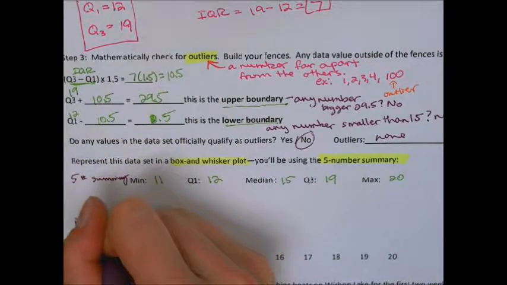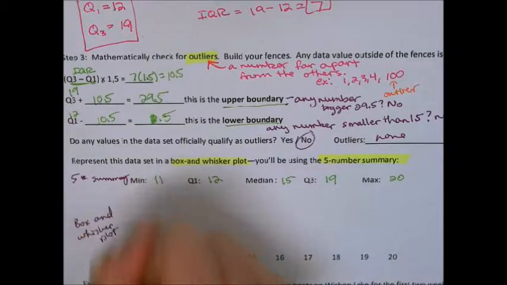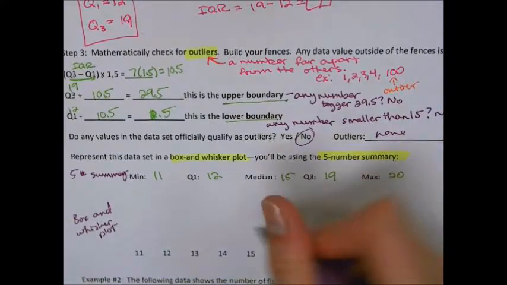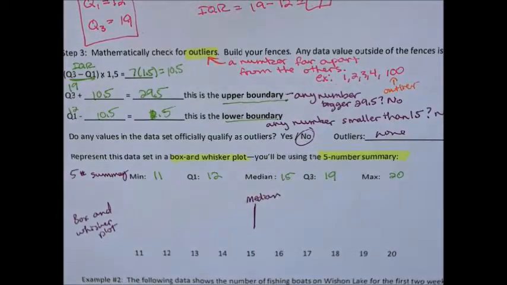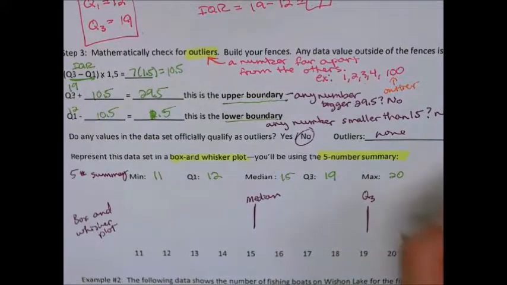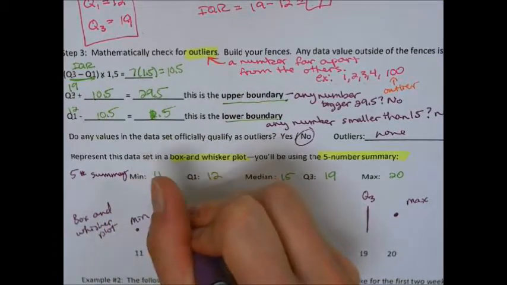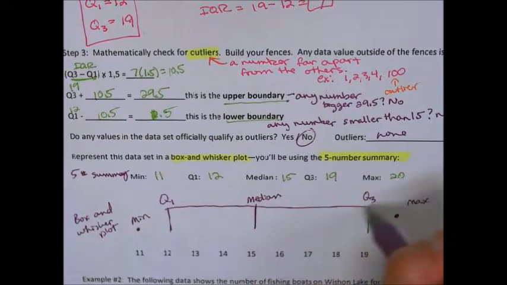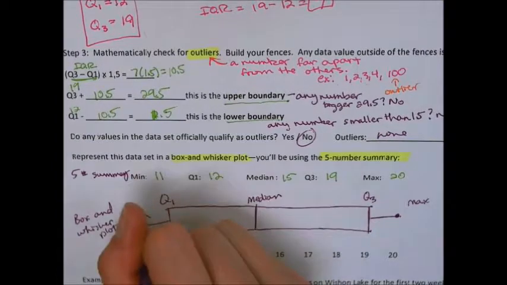And then I'm going to have my box and whisker plot. So my median is at 15. My Q3 is at 19. I put a dot for my max, a dot for my min, and my Q1 is 12. And then I make my box and my whiskers.